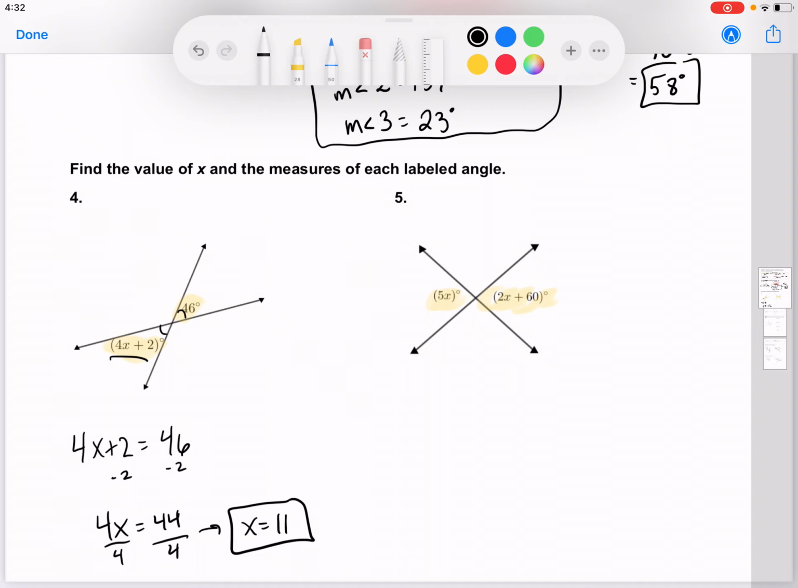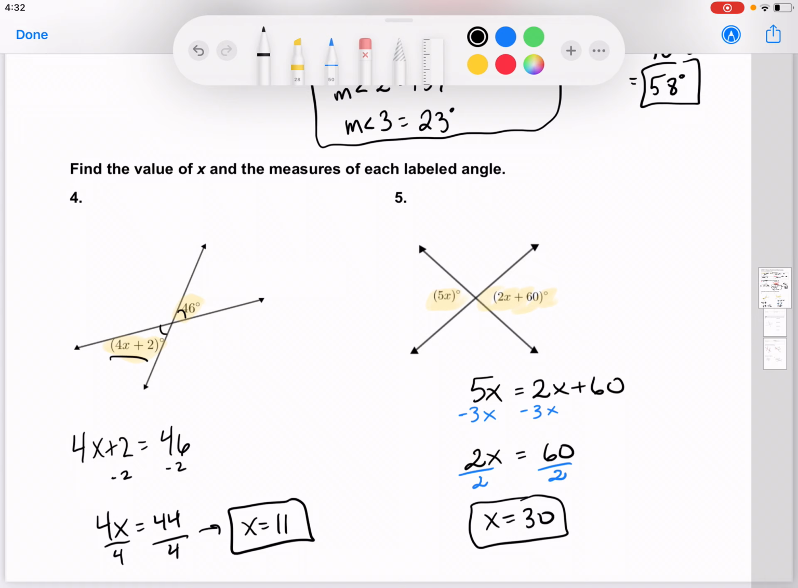Same thing for number 5. I'm going to go ahead and set them equal to each other. So 5x is going to equal 2x plus 60. I just take the degree symbols off, and I set them equal, and then I solve. I'm going to get the x's all on one side, so I have 3x equals 60. And then I'll divide both sides by 3, and you end up with x equals 20.